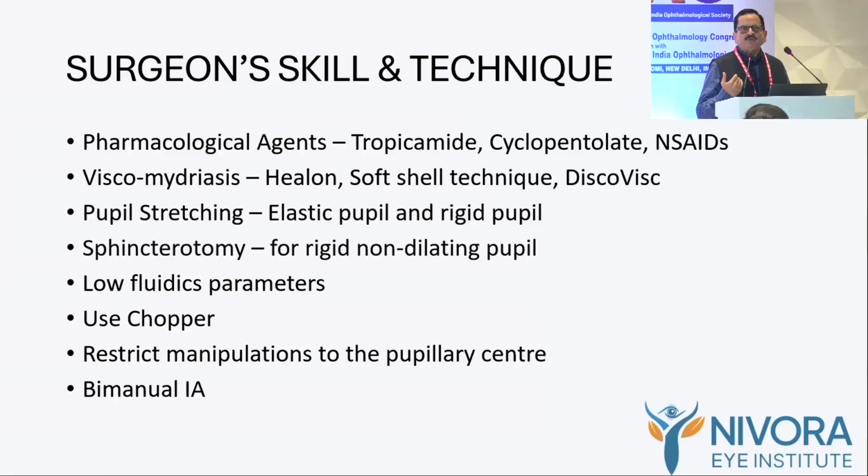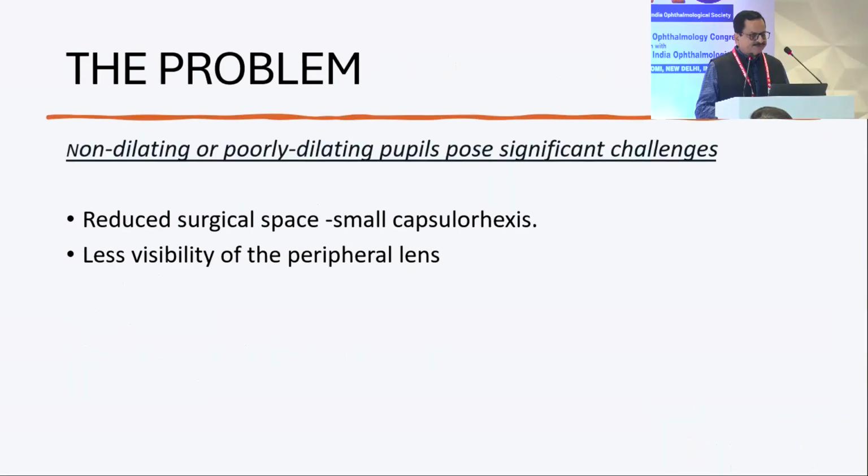Then in phaco, we have to follow low fluid parameters and we have to chop. We have to use a vertical chop, which makes things much easier. Doing a horizontal chop is difficult in these cases. Restrict manipulation to the pupillary area. And bimanual I/A helps in these cases.